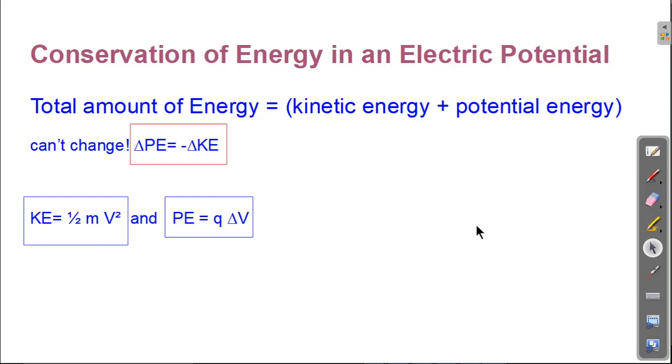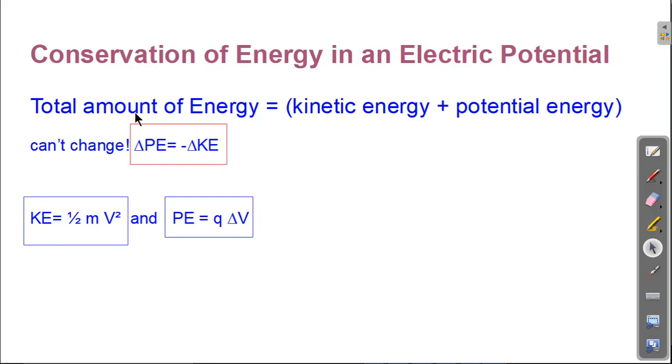Okay, conservation of energy in an electric potential. You already know this. If potential energy disappears, it's because kinetic energy is increasing. Energy is not created or destroyed, it's just transformed. So if one seems to be decreasing, it's because the other one is increasing. We have done this before. The total amount of energy cannot change.